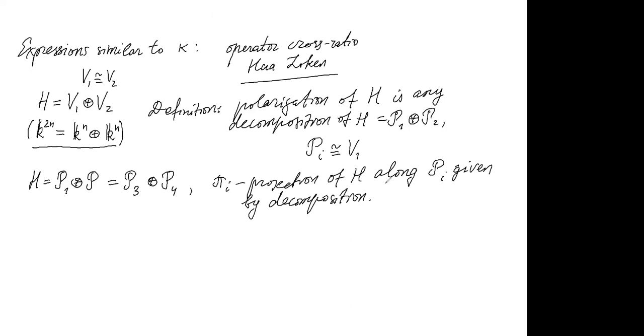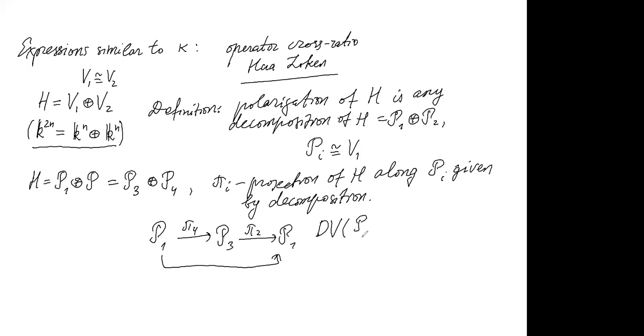So we finally give the following definition. Take P1 and take projection pi4. It will send you to P3. Then you use pi2 and it will send you back to P1. This is an operator from P1 to P1. And this operator is called the double ratio, well, this is the notation from the paper by Zelikin: P1, P2, P3, and P4. It's just this composition.